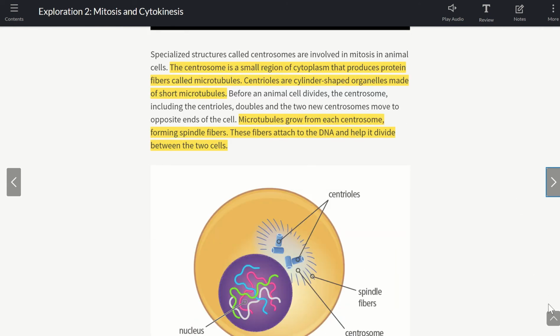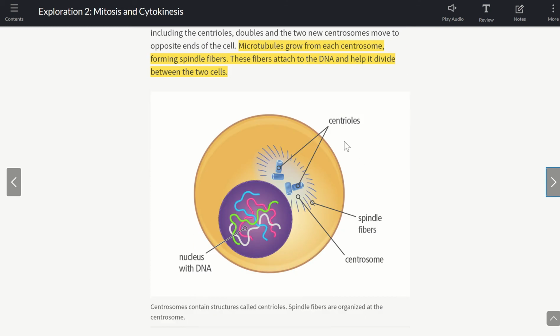Now, there are some structures that you're going to want to be aware of that help to facilitate this process, and it's called the centrosome. The centrosome is this whole structure right here, and it's made up of a couple of different parts. First of all, there are the centrioles. The centrioles are these little cylinder-like structures. The spindle fibers are what come off of these centrioles.